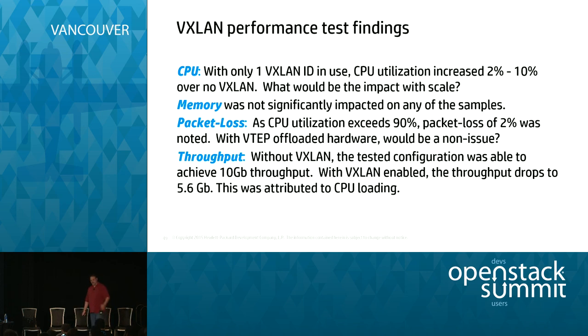CPU with one VXLAN ID in use jammed up, and it added only about 2 to 10% overhead. That's not huge. A little more efficient, I think, than GRE. No memory change. Packet loss? Well, as expected, you start to saturate the CPU. This is still a mandatory object, like oxygen. You need it to breathe. So if the hypervisor CPU runs out of space, you start losing packets. They experienced 2% packet loss, which drove the throughput down.